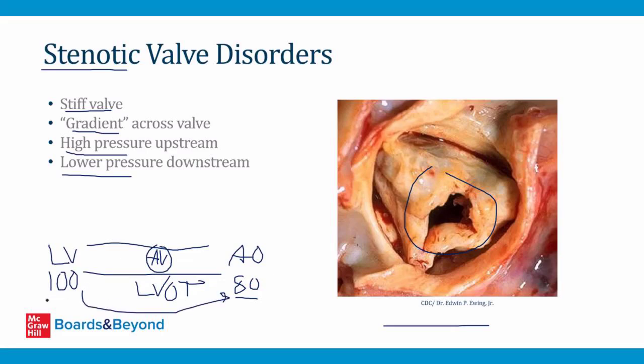And so this 20 millimeter gradient that I'm describing here is an example of how you get a pressure difference across stiff stenotic valves. And that's a key thing to understand. We'll come back to that again in this video. But anytime a valve becomes stiff, there's high resistance to flow. That's a key principle here. And that's going to create a pressure drop across the stenotic valve called a pressure gradient.